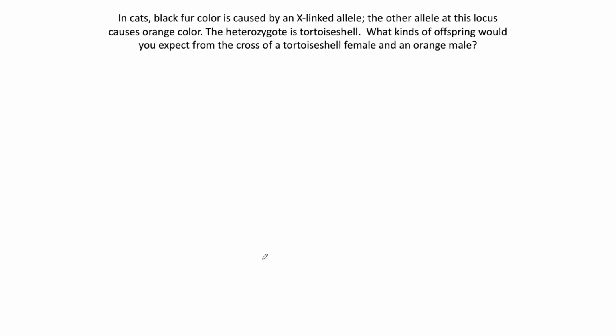All right, here's another example problem. Please pause the video and try to work it out yourself. When you think you have a solution, unpause the video.